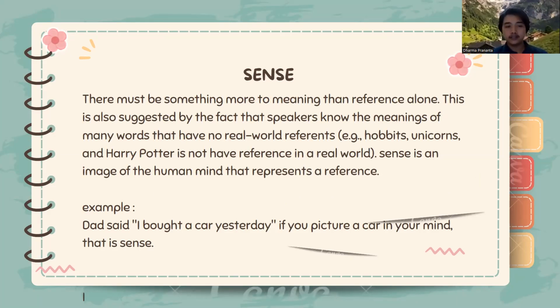And the second is sense. There must be something more to meaning than reference alone. This is also suggested by the fact that speakers know the meaning of many words that have no real world reference. Unicorns and Harry Potter do not have a reference in the real world. Sense is an image in the human mind that represents a reference. For example, I bought a car yesterday. If you picture a car in your mind, that is a sense.